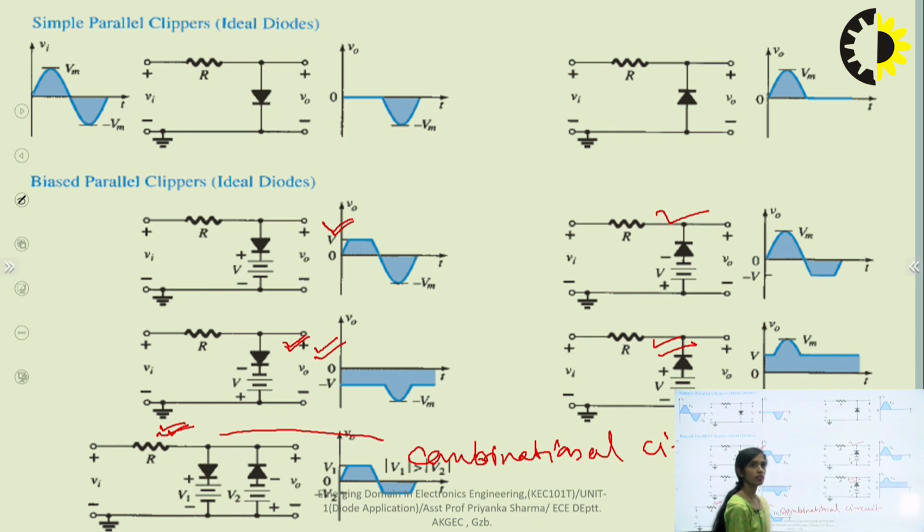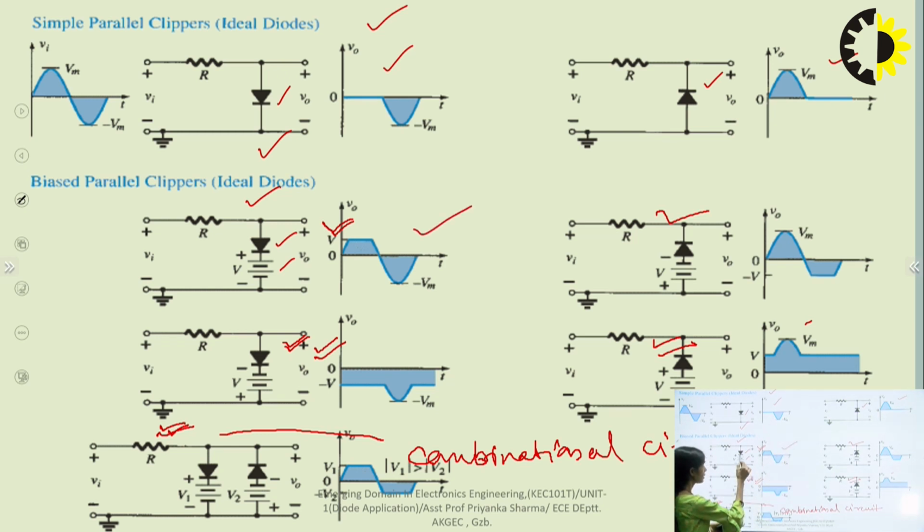And similarly, it is the same for the parallel clipper also. As I told you, for the parallel clipper, we can make the positive clipper with this arrangement and the negative clipper with this arrangement. And if we want to make the biased clipper as explained in the series clipper, we can also have 4 combinations in this. First, we have a combination biased by connecting a DC source. So in this, we are connecting the DC source in series with the diode. By connecting this DC source, we can have different waveforms.